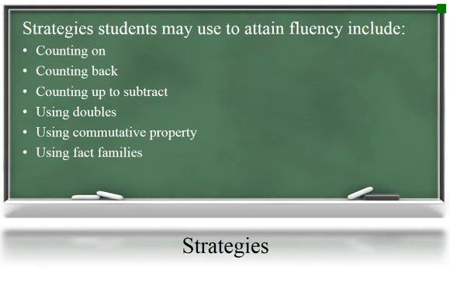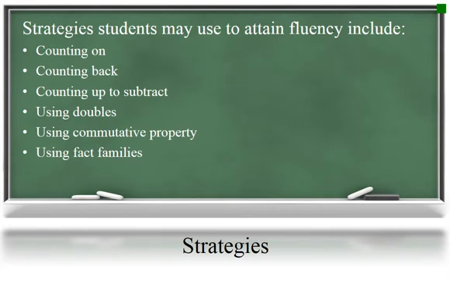Here are some strategies that students may use to attain fluency. Your child has been using some of these strategies throughout the year while they were working on addition and subtraction. Counting on is when your child starts with one number and then counts on. So if our equation was 2 plus 2, the child would say 2, 3, 4. So the answer is 4. Counting back: if our equation was 3 minus 1, the child would say 3 and count back to 2. So our answer is 2.